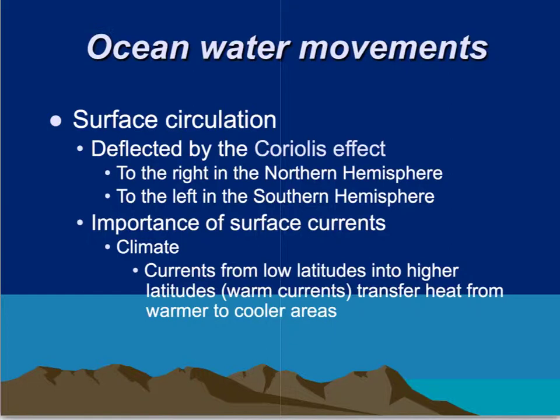So surface circulation is driven by the Coriolis effect. So like we just looked at, remember we're looking at to the right or clockwise in the northern hemisphere, and to the left or counterclockwise in the southern hemisphere. So surface currents are important because they have such a large influence over climate. So our low latitudes, and remember at this point you should know what the low latitudes mean, into higher latitudes. So it's transferring heat from warmer to cooler areas. So it's really responsible for this transfer of warm air and warm water to cooler places on the planet.